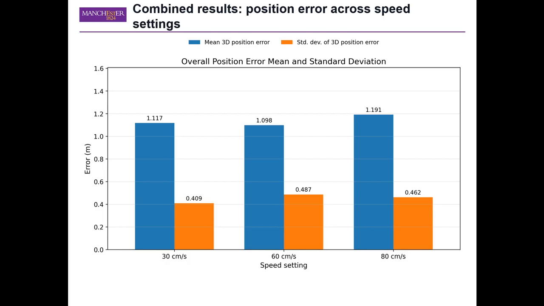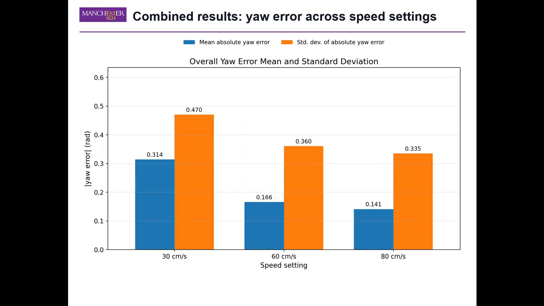This plot shows the position error mean and error standard deviation for the speed settings. The least position error mean is for the 60 setting, while the highest is for the 80 setting. Standard deviation is least for the 30 setting, whereas it is highest for the 60 setting.